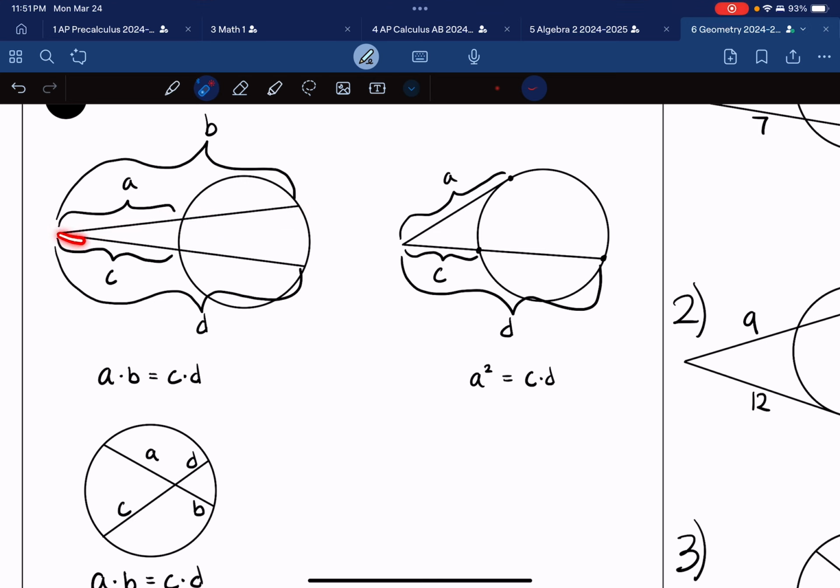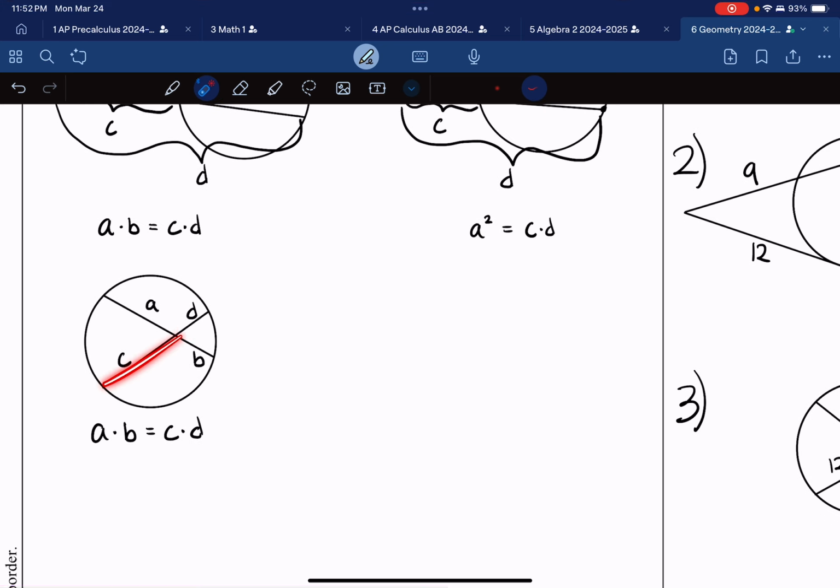Same thing down here. We have this tiny length is just C, and this entire length is D, which means we need to add together these two lengths to get D. Same thing over here. C is here, but the entire length is D. If you follow those correctly, if I just multiply A times B, that should be equal to C times D. Same thing over on the right side. A times A, or just A squared, is equal to C times D.